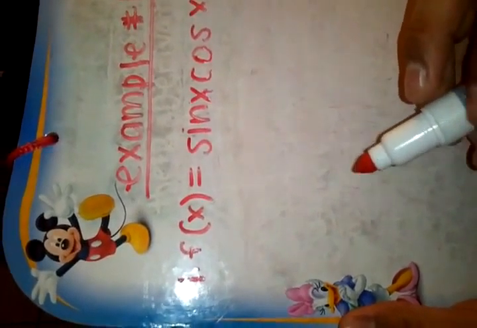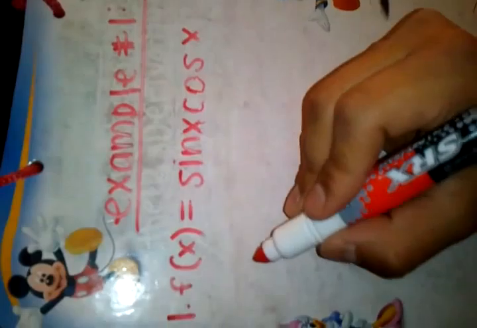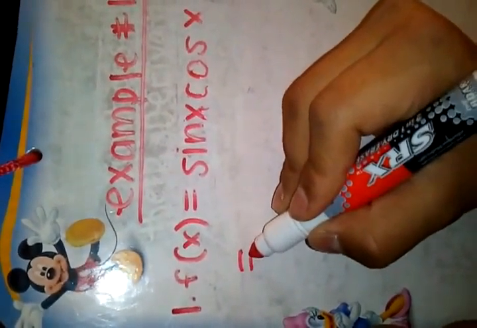So this is example number 1, and we are going to be using the product rule. For problem number 1, it's asking us to find the derivative of sine x times cosine x. So what Walter is doing first is writing down basically the setup to the product rule.